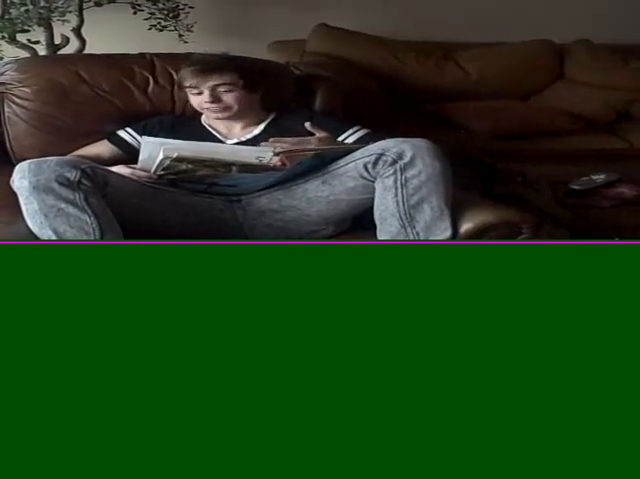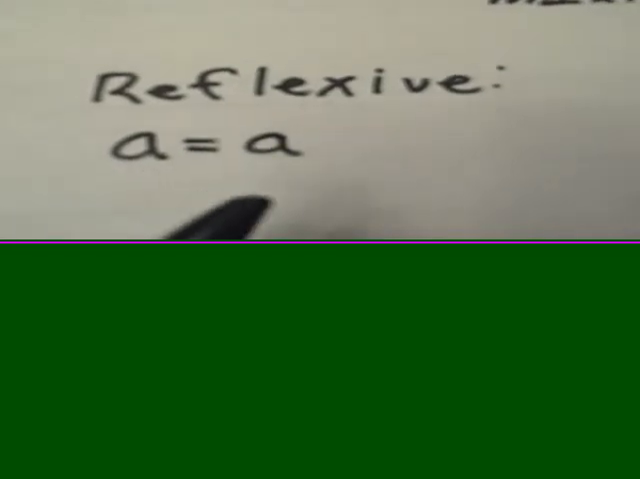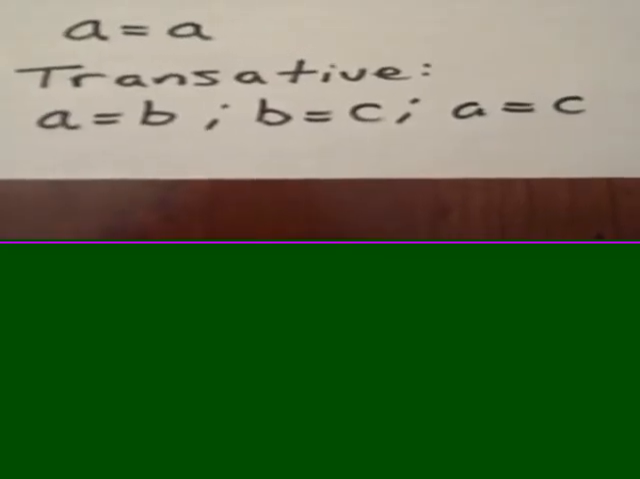The next property is the reflexive property. Here's the reflexive property. A equals A. So this leads me to my next property, the transitive property. If A equals B and B equals C, then A must equal C. There it is. It's pretty interesting, am I right?